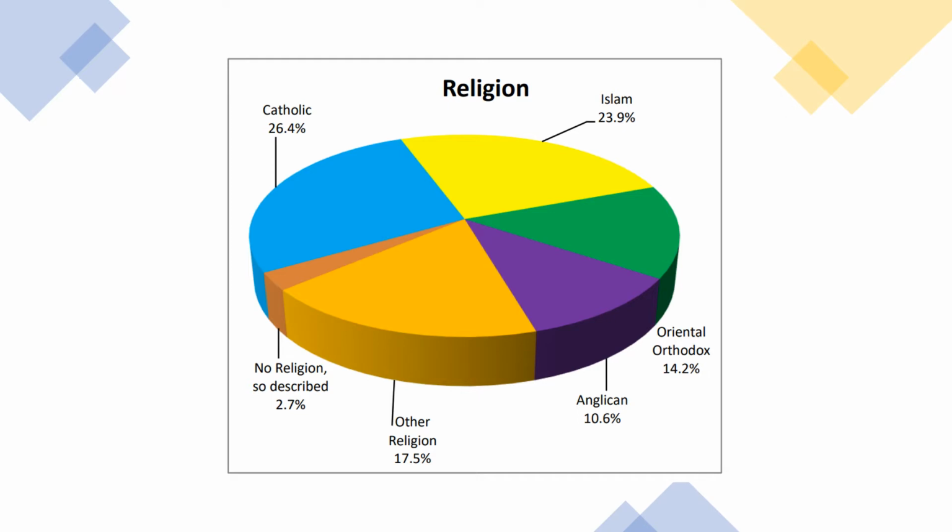The main religions, and this is both Sudanese and South Sudanese put together, are Islam and various Christian groups. Other religion might be animism. Animism is a traditional form of religion where you believe that everything has a soul, so animals and natural features of the landscape.